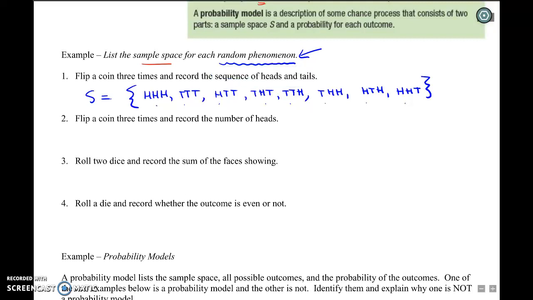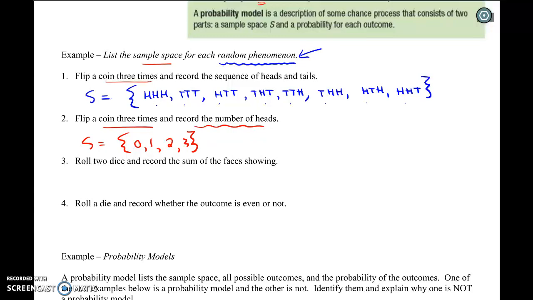Okay? Second example, flip a coin 3 times, record the number of heads. So exact same random phenomenon, but what I'm recording is now different. Now I'm recording the number of heads. Well, what's the smallest number of heads you could get? You could get 0. You could get 1. You could get 2, or you could get 3. Notice the exact same random phenomenon has very different sample spaces depending upon what you record. And the probabilities are going to be different as well.